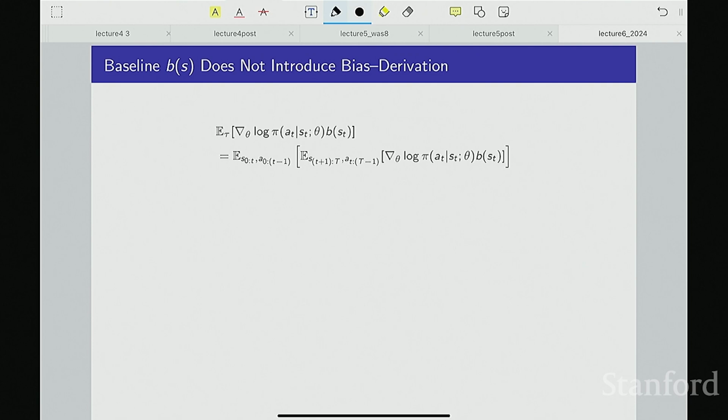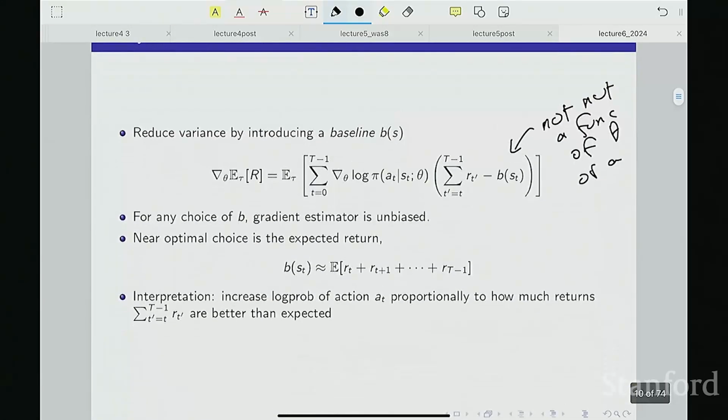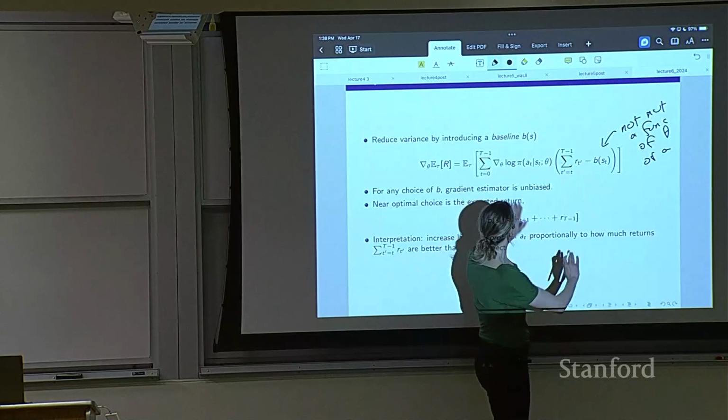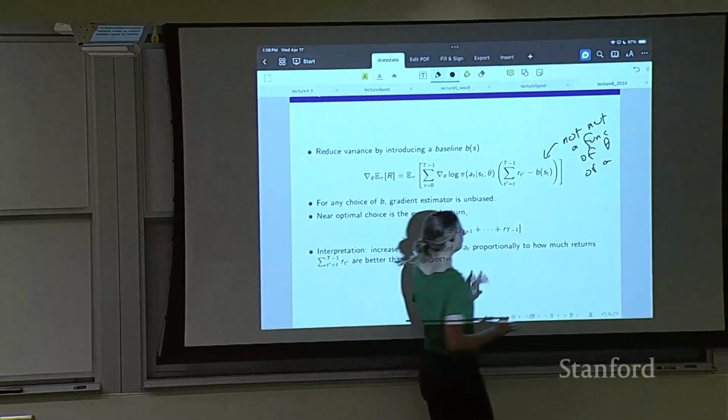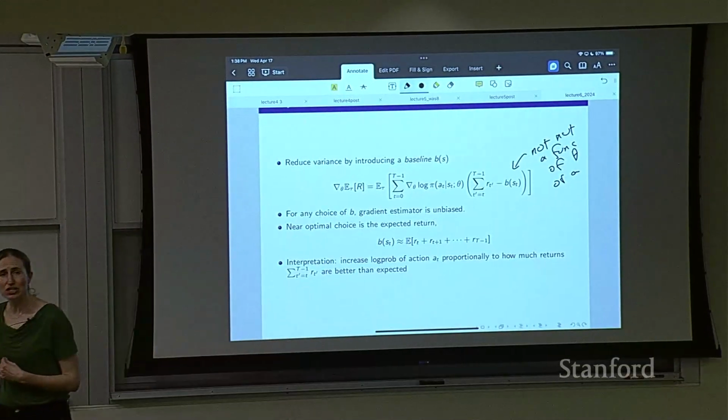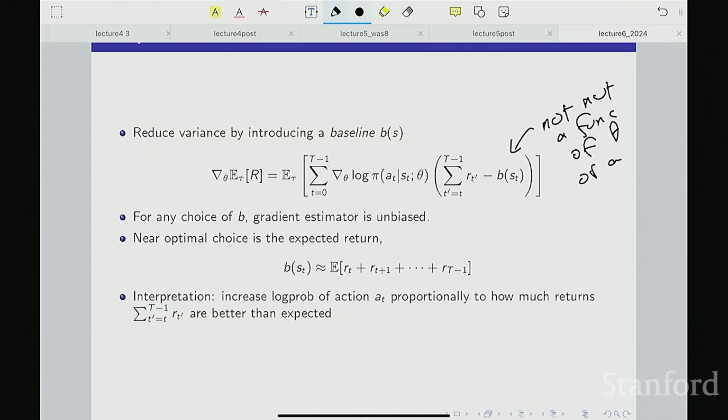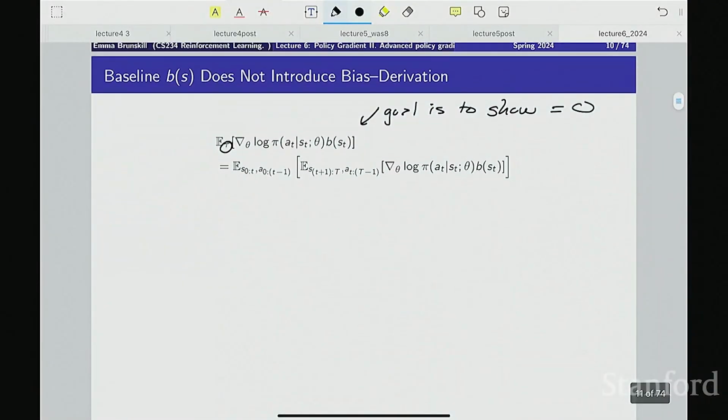So remember tau, here are our trajectories, and then this is our gradient. The goal is to show this is equal to 0. Why is that? Because this first term was an unbiased estimate of the gradient, and now we've subtracted off this term times this term. We want to show that in expectation, subtracting off that term is 0, which means that we didn't introduce any bias. Okay, so let's step through how that works. Our expectation is over tau.